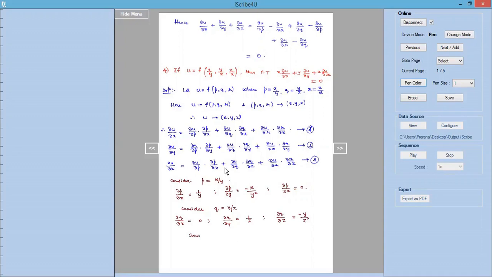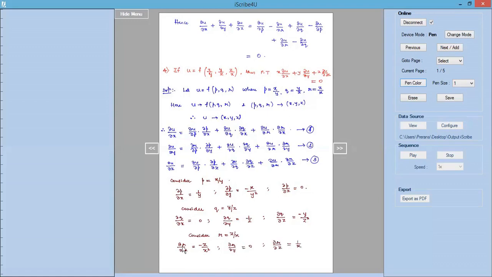And finally, we'll consider r. We have denoted r as z/x. So let us find the partial derivative ∂r/∂x. With respect to x, z is a constant. Differentiation of 1/x is −1/x². And ∂r/∂y is 0. And ∂r/∂z is 1/x.